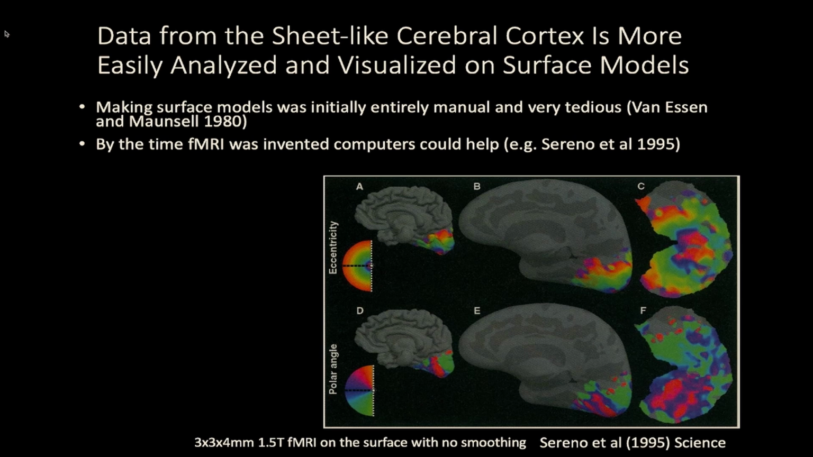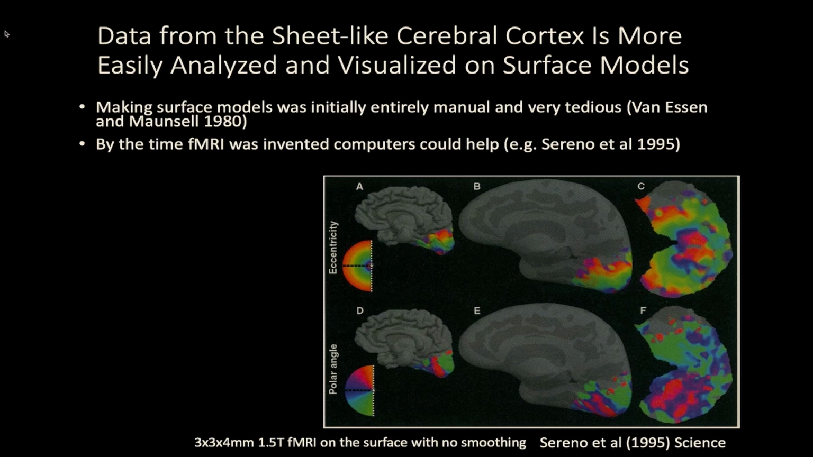And this is a classic study by Marty Sereno in 1995, where he did what we would consider relatively primitive fMRI at this time. They didn't have 3 Tesla back then. The voxel size was bigger than I'm about to recommend. But they got the fMRI data onto the surface, and we're able to see visuotopic maps.